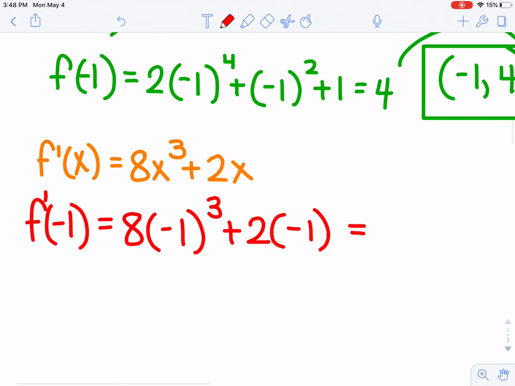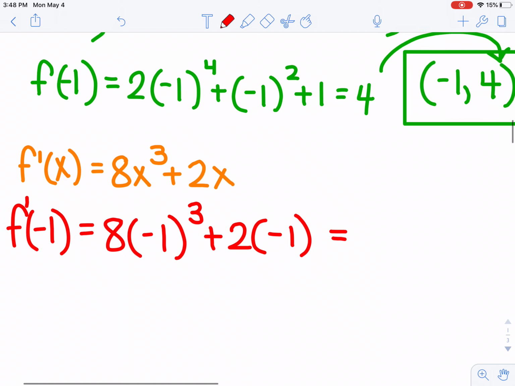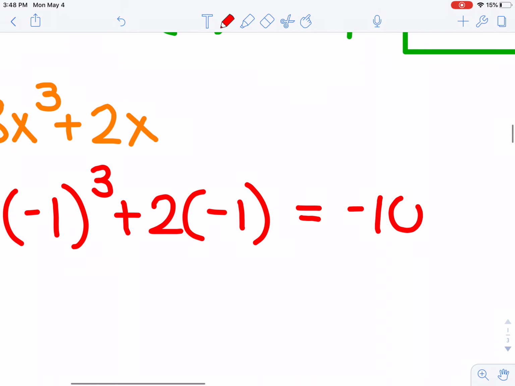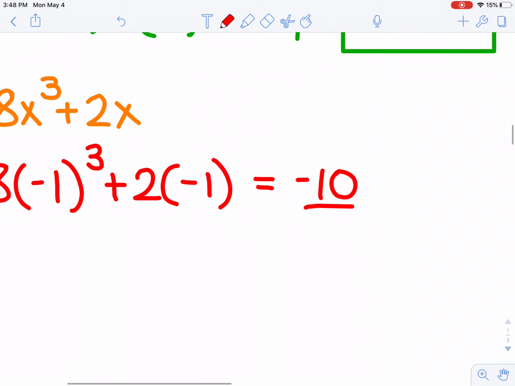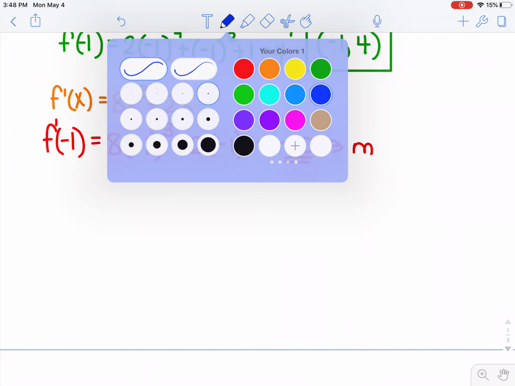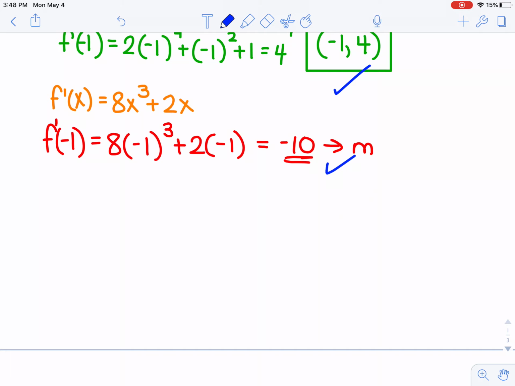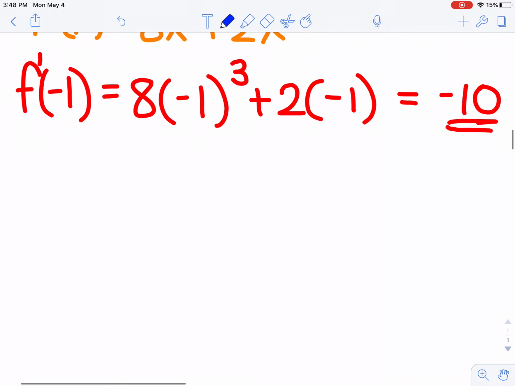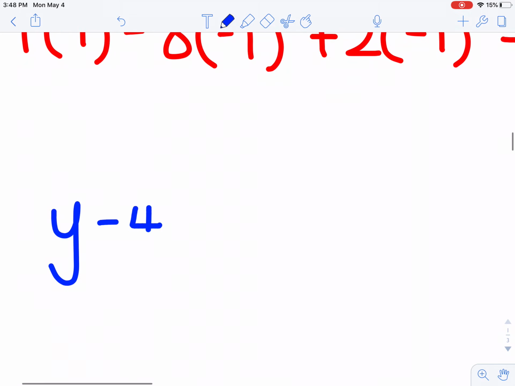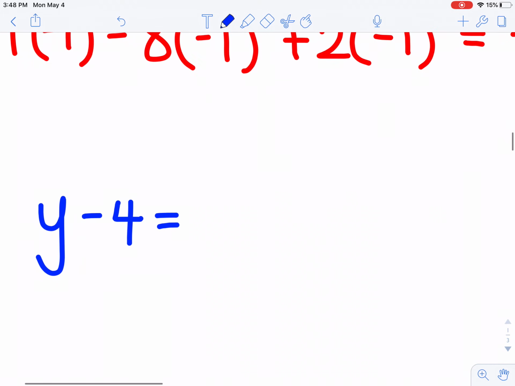Okay, so let's see. We get negative 8, negative 2. So we get negative 10 here. This is the slope of the tangent line. Now I have a point, I have a slope, I can write an equation. What do I need to write an equation of any line ever? A point and a slope. That's all you need. If you have those two things, you're golden. You can write an equation.